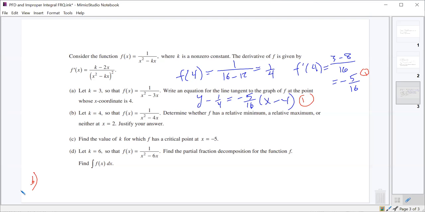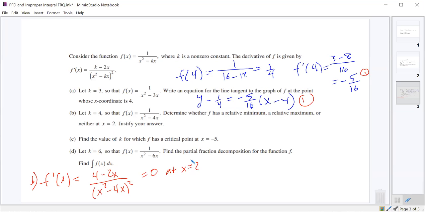All right, part B should have been pretty easy also. We're looking for relative min, max, or neither at x equals 2. And so all we need to do first off is figure out what f prime is. Since we're looking at k equals 4 with x equal to 2, f prime of x, if we plug in k equals 4, is 4 minus 2x over (x squared minus 4x) squared. And so obviously we know that at x equals 2, this thing equals 0, right?